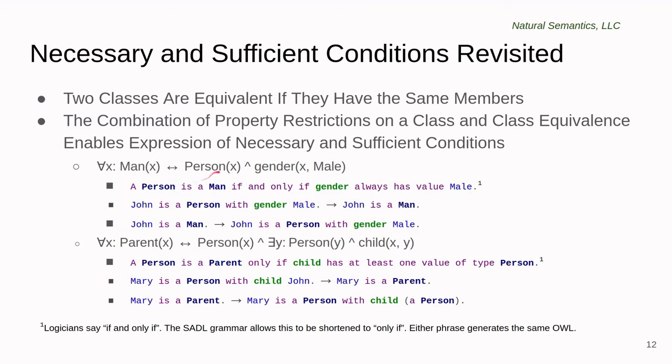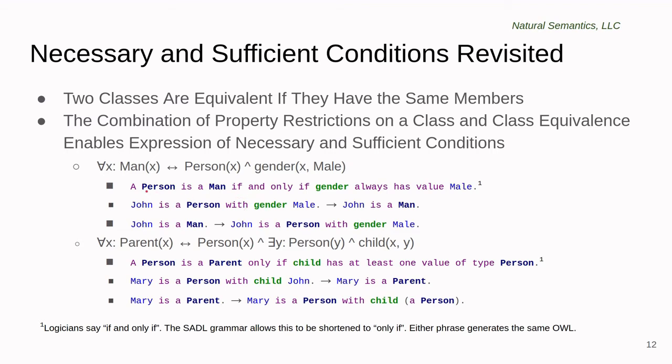So what we've said is a person is a man if and only if, and the other part we haven't covered is gender always has value male. So just a note here on this if and only if. Logicians say if and only if, but the SADL grammar allows this to be shortened to only if you wish. So if you don't have any logicians nearby, you can shorten it without probably too much complaint.